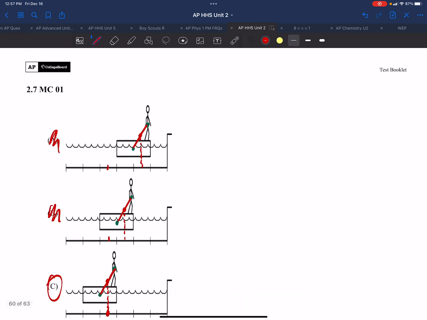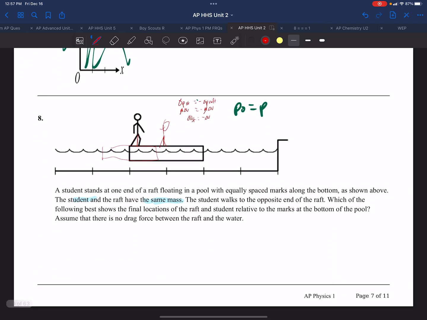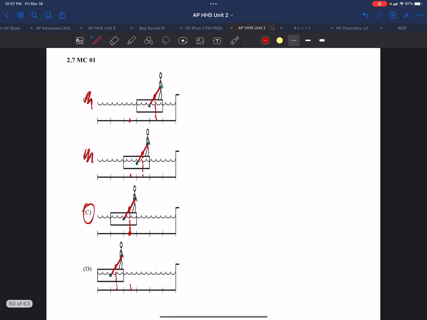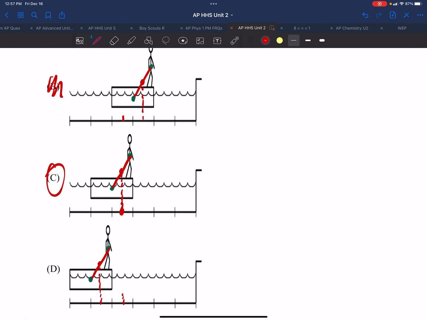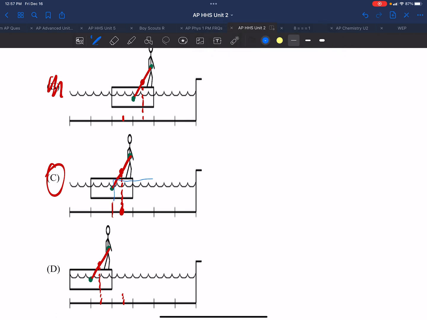So we look at those choices. The person was originally at the 2 mark. They were both edges were at the 2 mark. And the raft was originally here like this. You can see that the person who was here moved a distance of 1, and the raft moved a distance that way of 1. So they each moved an equal distance.